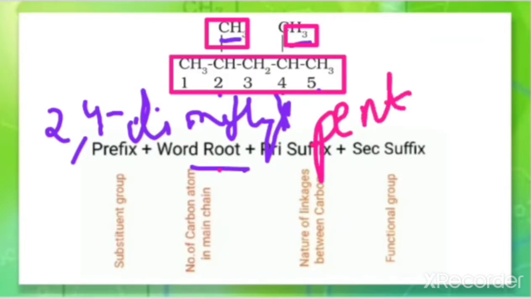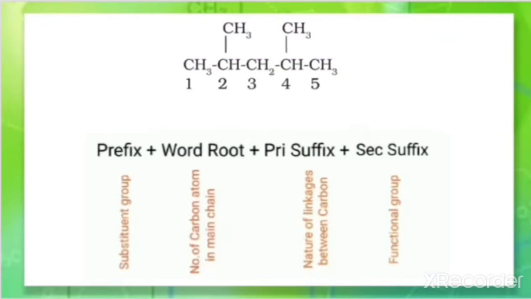And next we have to name the primary suffix. Primary suffix: all carbons are single bonded, therefore we use the suffix ane. So we can write the name for this one, that is 2,4-dimethylpentane.